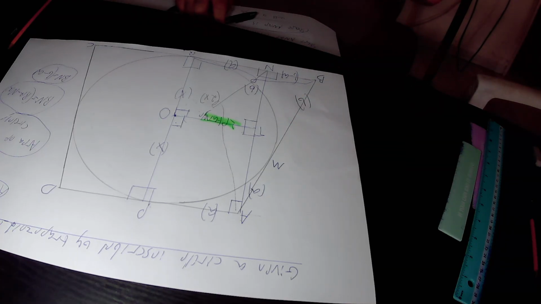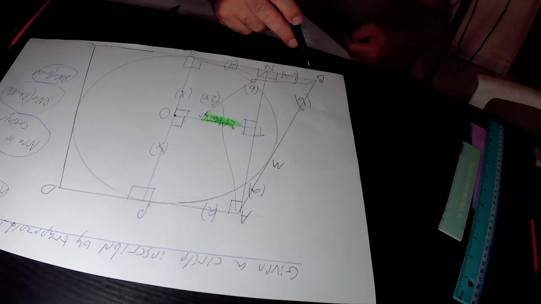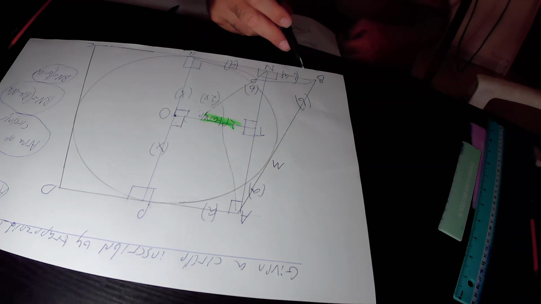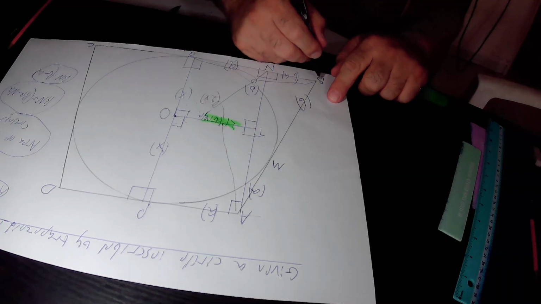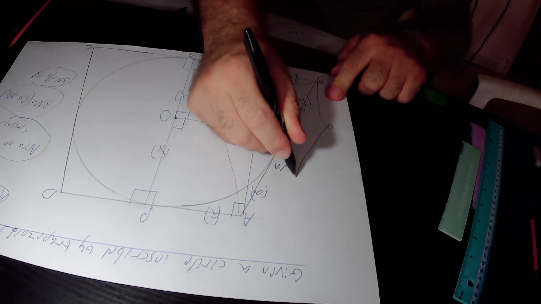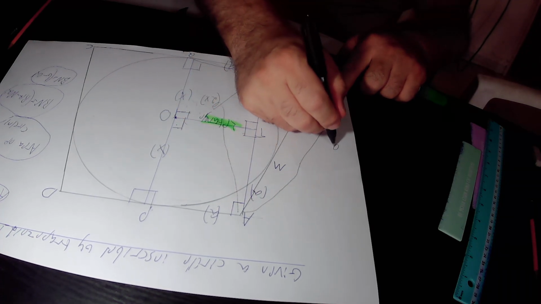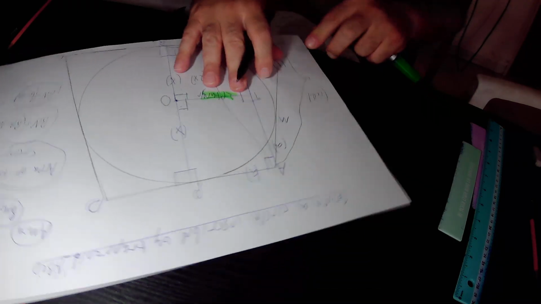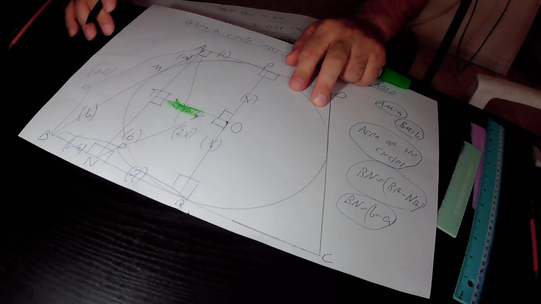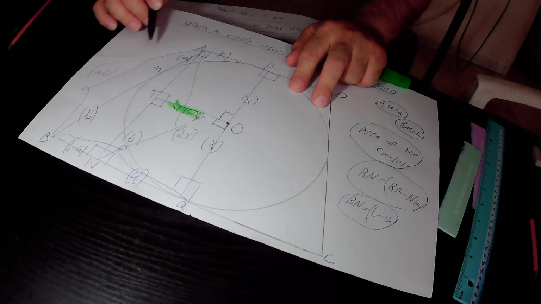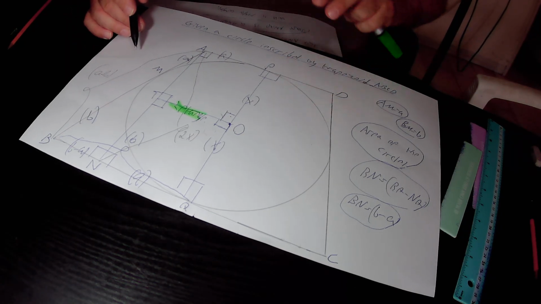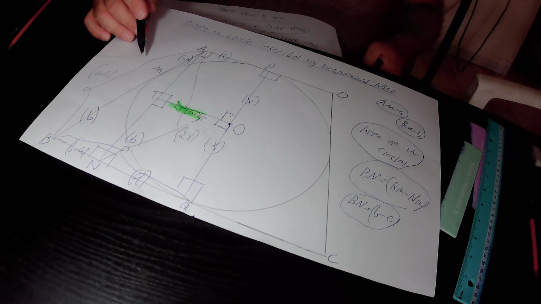Side AB here in total is equal to A plus B. So it is known AB equals A plus B. In the next step I'll copy the right triangle ABN, and we will implement the Pythagoras theorem on this right triangle ABN. According to the Pythagoras theorem, in any right triangle, the square of the hypotenuse equals the sum of the squares of the perpendicular sides.